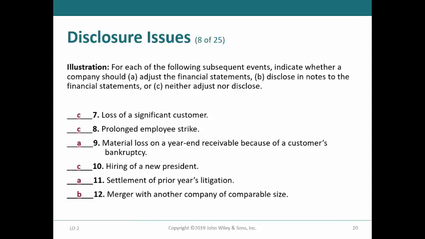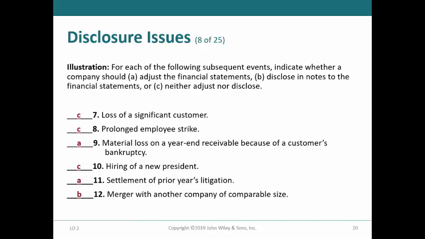As you can see, most of these, 7, 8, and 10, require no adjustment or disclosure in the notes. While these are important to the users of the financial statements, they would not be required to be reported in them. Number 9 would be a type 1 subsequent event if the customer had been experiencing a decline in their financial condition over time. However, if this bankruptcy were sudden, perhaps due to a natural disaster, then this could be considered to be a type 2 event.